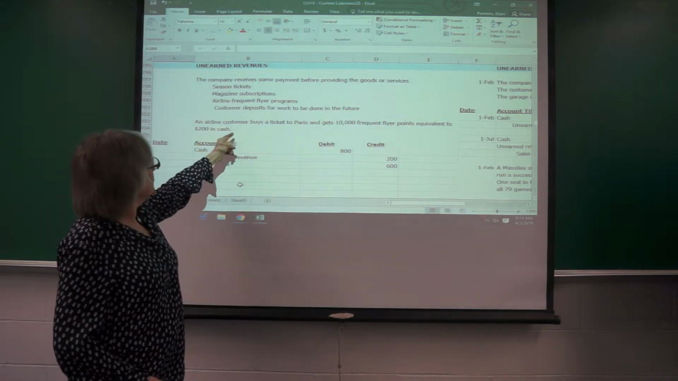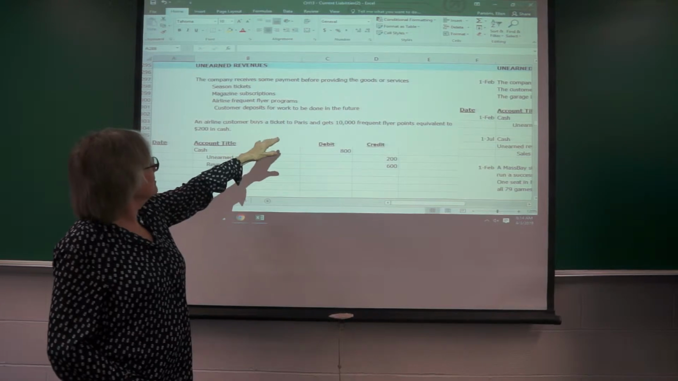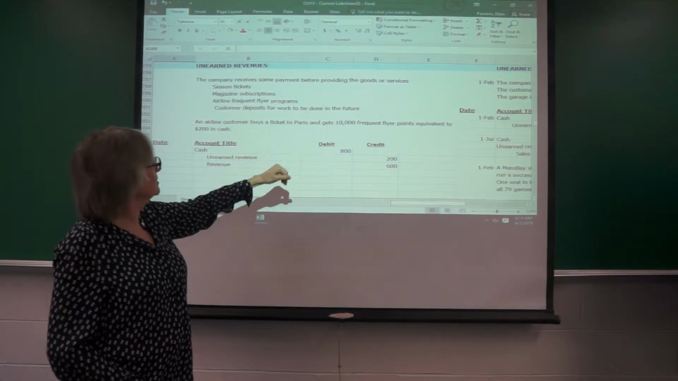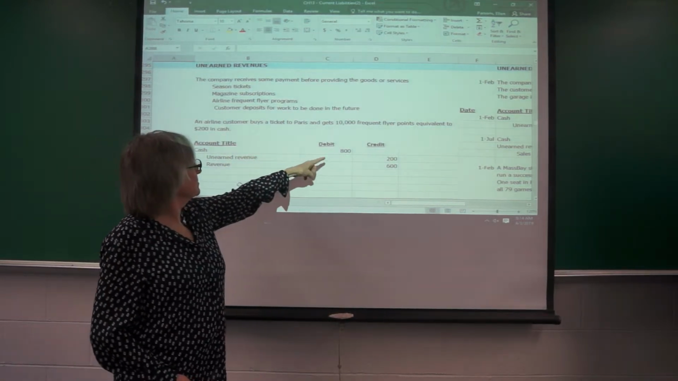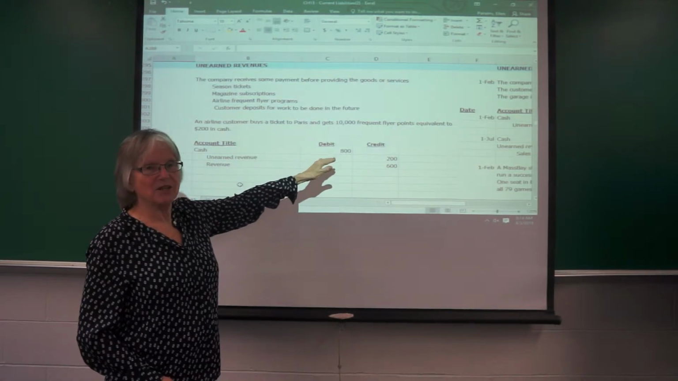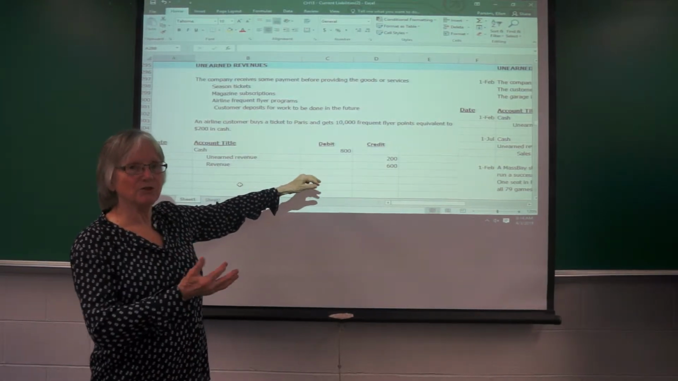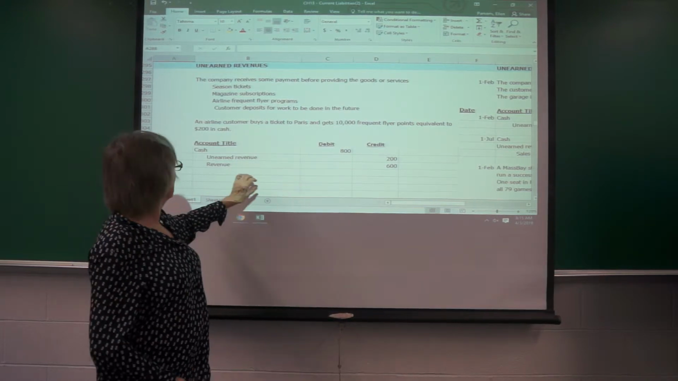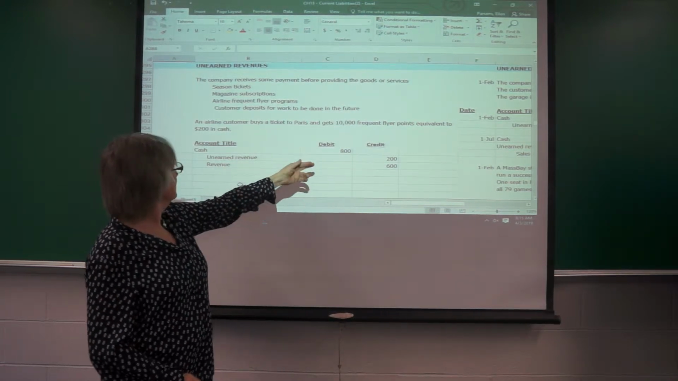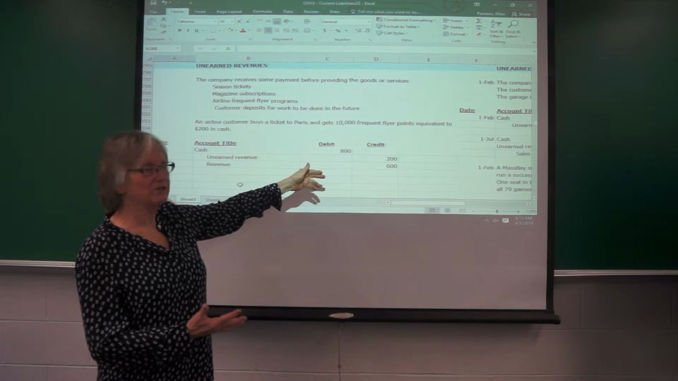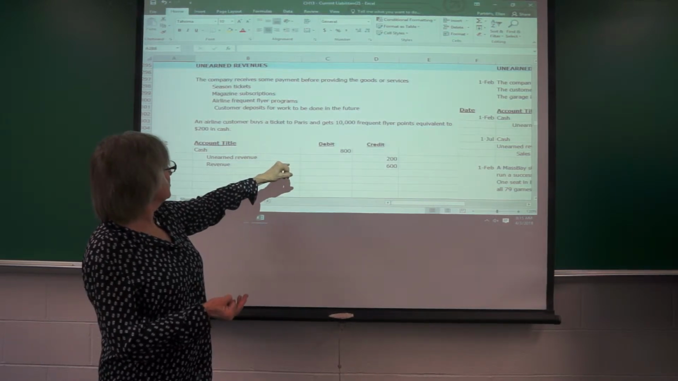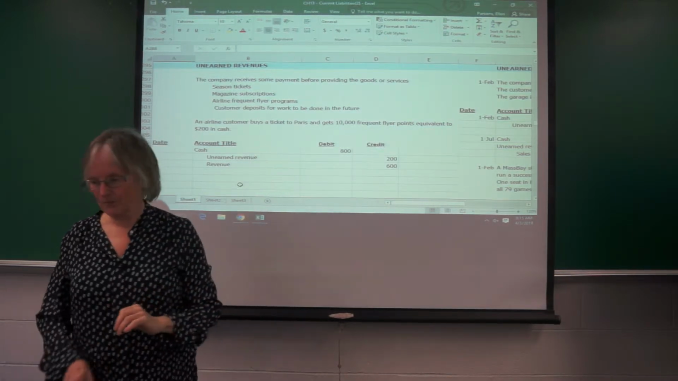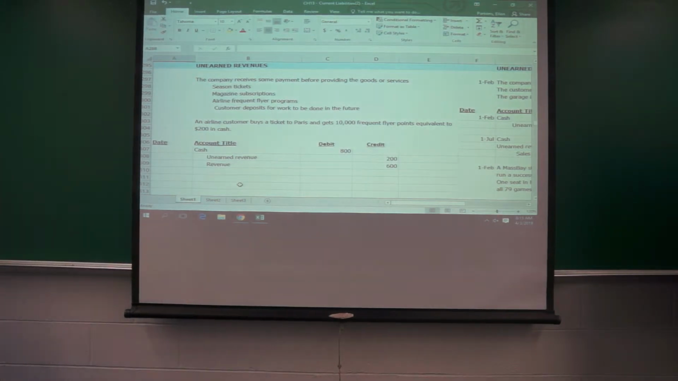This is for a frequent flyer. Someone buys a ticket, and they get 10,000 frequent flyer points. If the points are equivalent to $200, that's a liability, because sometime in the future the airline owes the customer that flight. So they book the unearned revenue related to the frequent flyer points, and the cash. Let's look at a couple of other ones on this.